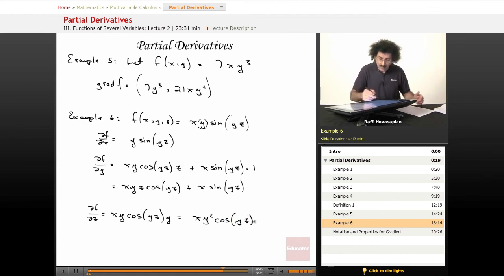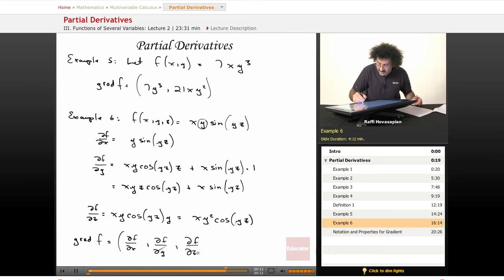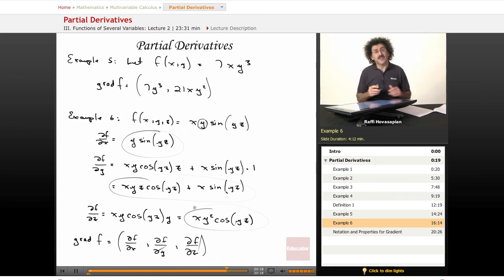There you go. So this is df dx, this is df dy, this is df dz. The gradient vector, the gradient of f is equal to, the first component is df dx, the second component is df dy, and the third component is df dz. That's the second component, and that's the third component. That's all that's going on here, but it's very, very important. The gradient is a vector. Okay.